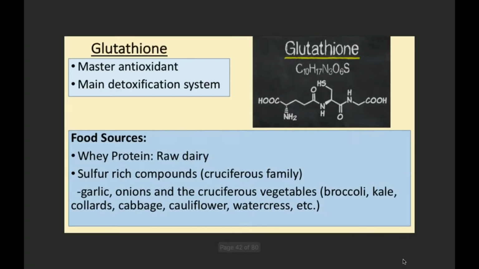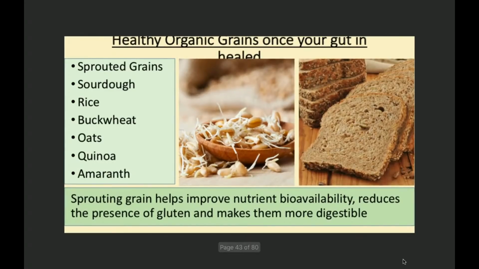To build up glutathione, how about onions, garlic, cruciferous vegetables? Oh my gosh, this sounds good. Whey protein, raw dairy, it's fantastic. Sprouted grains, this is actually good for people with gluten sensitivities. It works. Just look at how your body works.